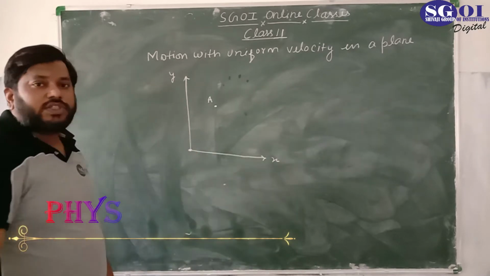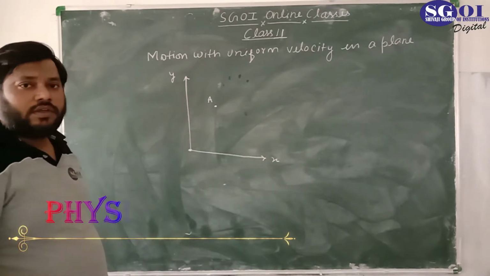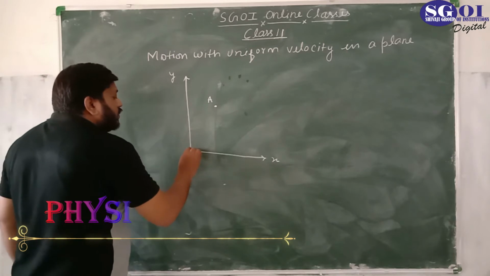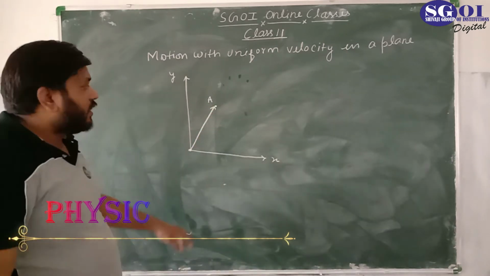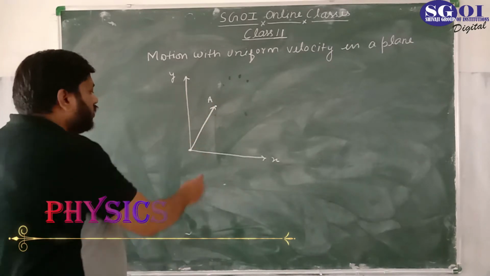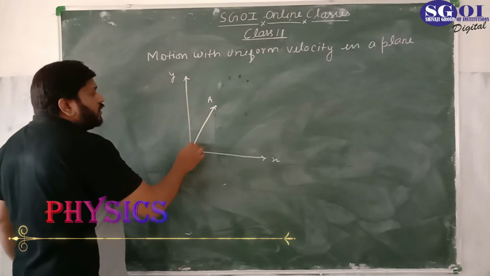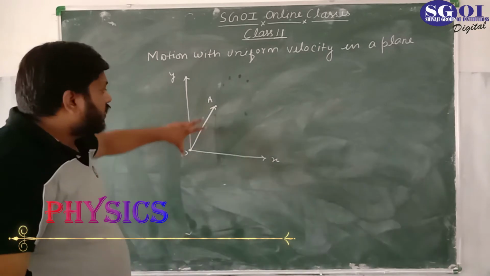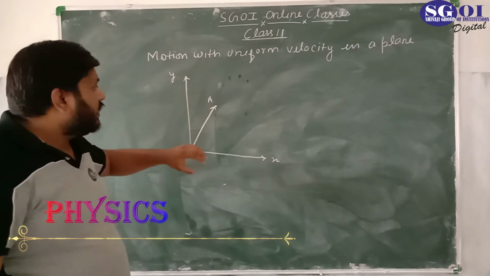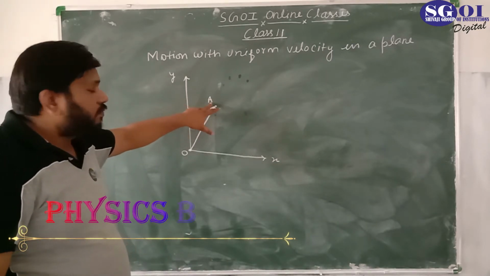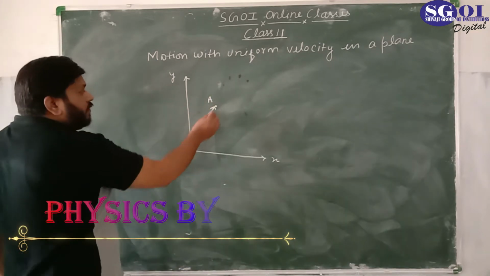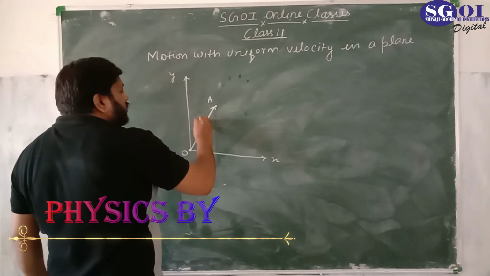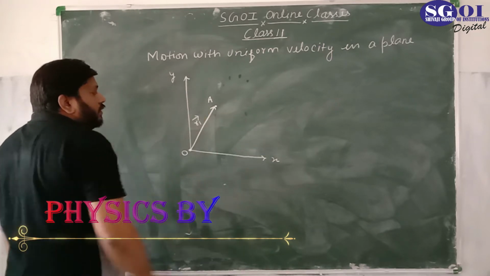We know that the position vector is the vector which starts from the origin and points toward the position where the object is located. So this OA vector is representing the position of this particular object which is situated at point A. So this is the position vector of A. Let's denote this by R1 vector.